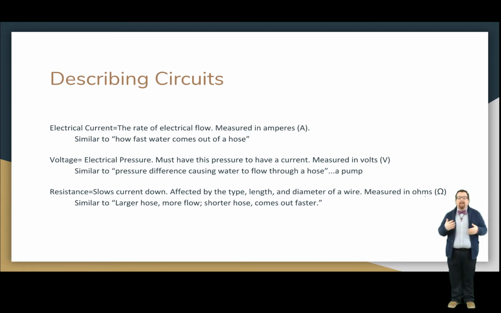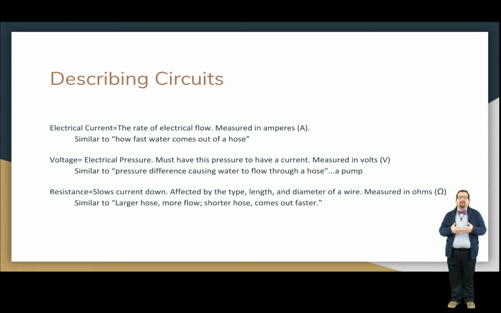Or if we have too little electricity, our light bulb won't work at maximum efficiency. There are three aspects of a circuit that we can analyze in order to get a better understanding of the electricity flowing through it. And that is current, voltage, and resistance. Electrical current is simply the electrical flow.